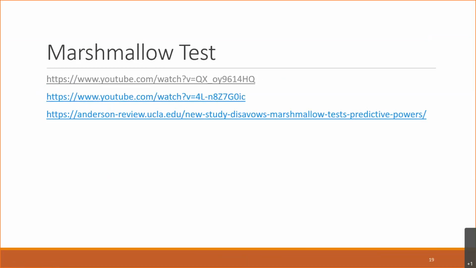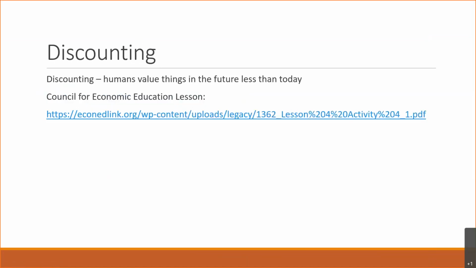Well, why is it that we find it hard to save? Economists call this the idea of discounting, right? So the marshmallow test basically is really an example of discounting. And discounting is this idea that economists have that humans value things less in the future than they do today, right? If you receive something in the future, then its value is discounted for you today. You'd rather have a dollar today, you'd rather have a marshmallow today than in the future, right? And so anything received in the future is worth less.